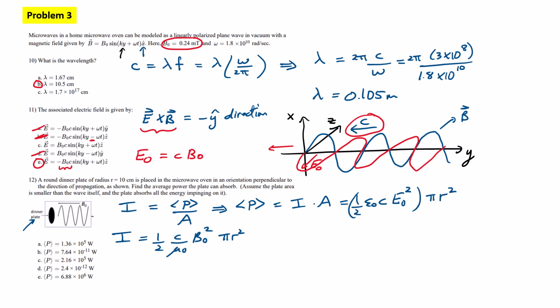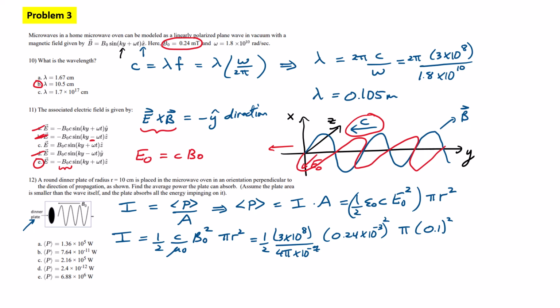So I'm now in a position to substitute in all the numbers. So let's go ahead and do that. We got 1/2. I get 3 times 10 to the 8 for the speed of light. My permeability of free space is 4 pi times 10 to the minus 7. The amplitude of the magnetic field, now careful, it's given in millitesla, so 0.24 times 10 to the minus 3 Tesla, and I have to square that value. Now multiplied by pi r squared, the area of the plate, and the radius here was 10 centimeters, so that should be 0.1 meters, and I have to square that.